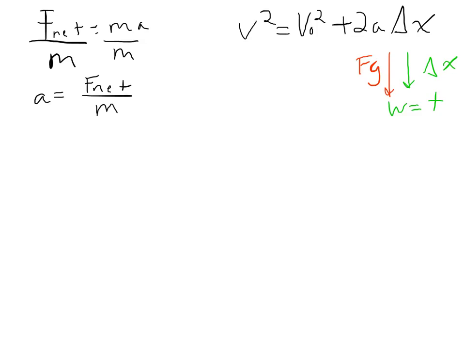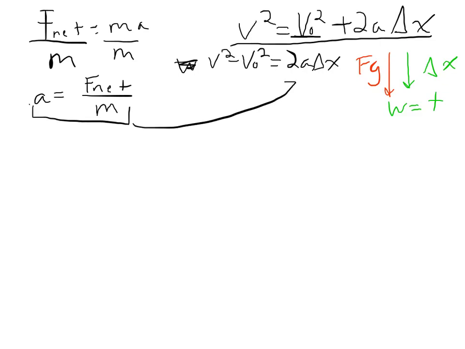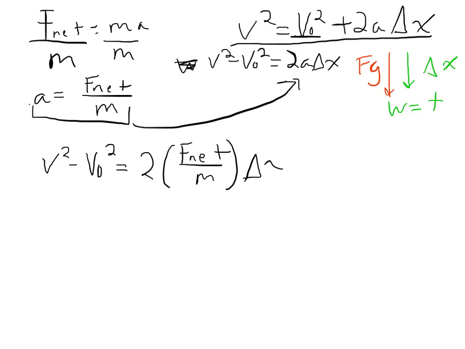And I'd find that acceleration is net force over mass. Now suppose I rearrange my kinematic equation to get the term with acceleration by itself. I'd have final velocity squared minus initial velocity squared equals 2a delta x, and that's just by subtracting initial velocity squared on both sides. Now let's take this acceleration I just found and plug it into the equation over here. So that becomes final velocity squared minus initial velocity squared equals 2 times F net over mass times delta x.